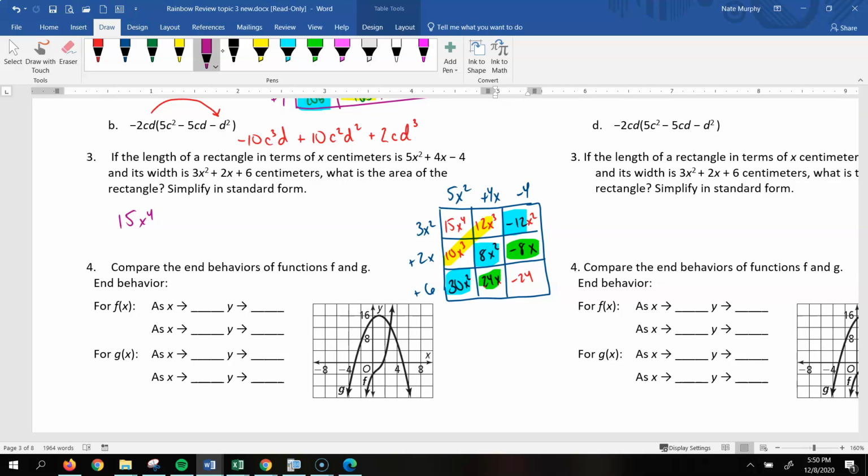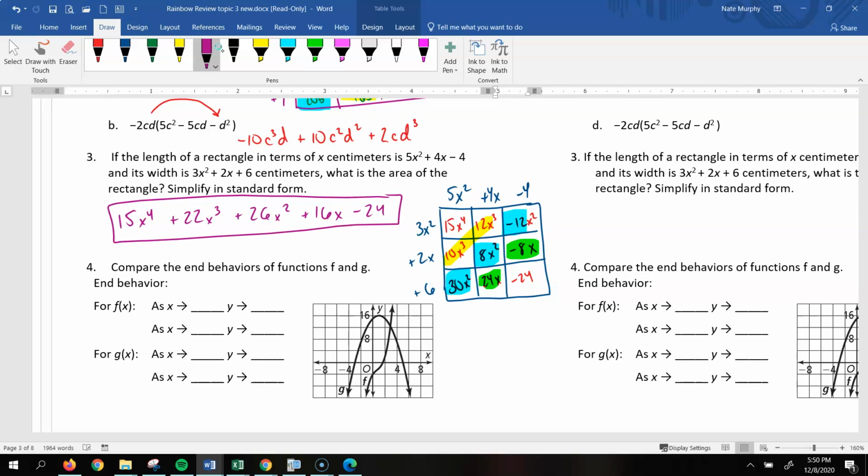And then we would combine our like terms for the 10x cubed and 12x cubed. So we get 22x cubed. And then we're going to add together 30 plus 8 to get 38. And 38 minus 12 would be 26. So it'll be 26x squared. And then 24 minus 8 is 16. So we would have plus 16x. And then we have minus 24. So that giant piece would be your answer for number 3.